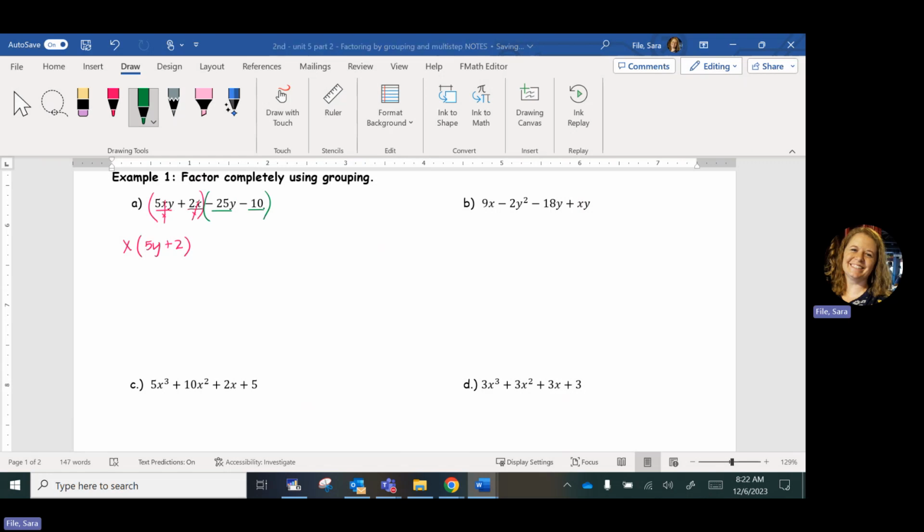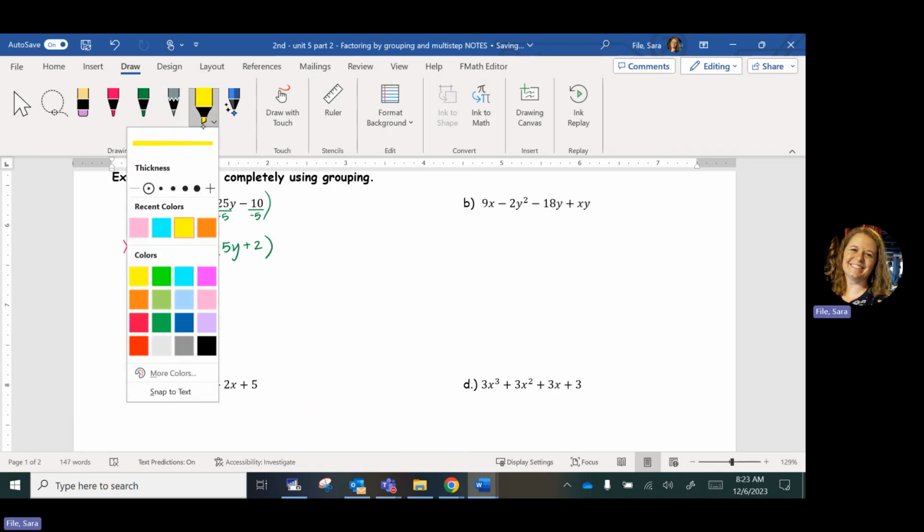Now in this second set, what can both of these be divided by? My second group. 25y and 10 have what GCF? 5. Now, the lead term is negative. The first term is negative. We always factor out that negative. So I'm not just going to factor out 5. I'm going to factor out negative 5. So if I do that division, negative 25 divided by negative 5 is positive 5. And then that y is still there. A negative divided by negative is going to become a positive, and 10 divided by 5 is 2.